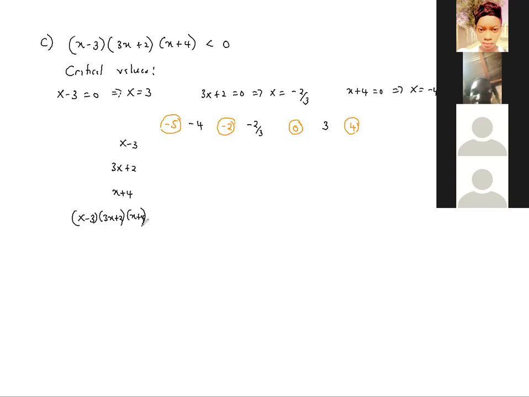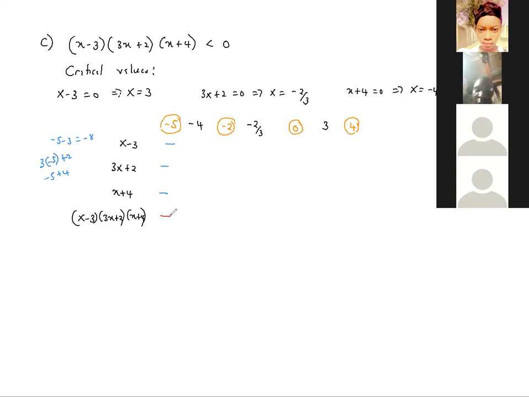When you bring negative 5, you're going to have negative 5 minus 3, which will give you negative 8. You're interested in the sign, so you put a negative there. Again, 3 by negative 5 plus 2, again you get a negative number. Negative 5 plus 4, you get a negative number. If you multiply negative by negative by negative, you'll get a negative number. So your result is negative.